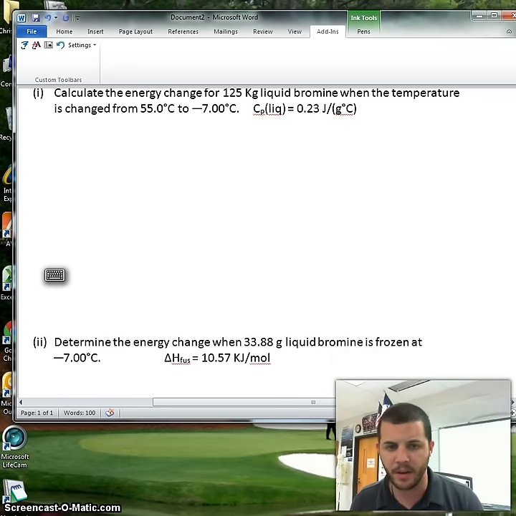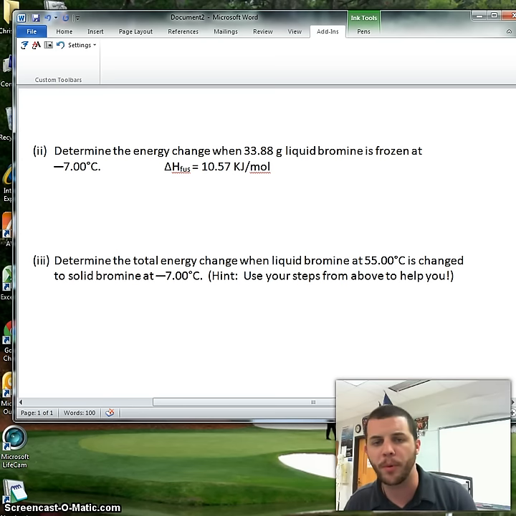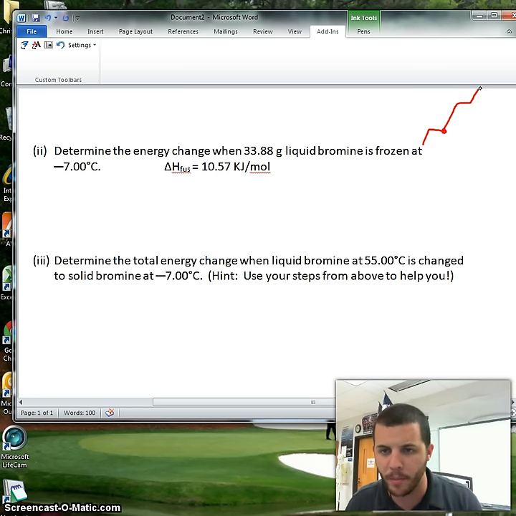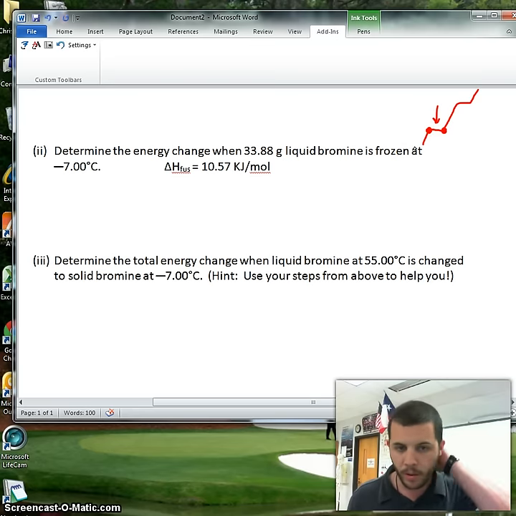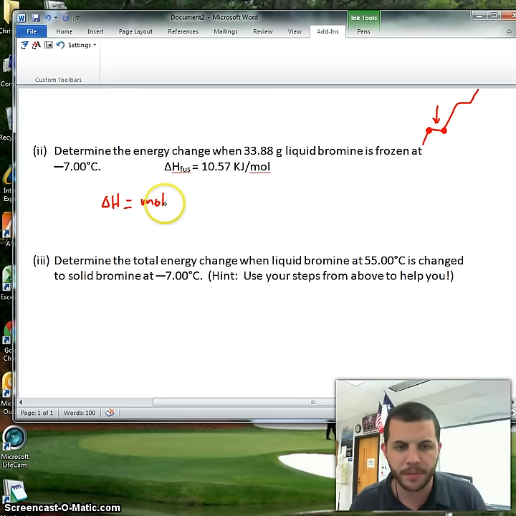So let's go ahead and now we'll take a look at part 2 down here. This wants us to determine the energy change when 33.8 grams of liquid bromine is frozen at -7 degrees Celsius. Well, here, now we're freezing, and so now I'm going from liquid bromine to solid bromine. So now I'm right here at this plateau, which I kept in class calling area number 2, okay? So what we're going to do now is use our heat of fusion formula, which is delta H equals our moles times our heat of fusion constant.